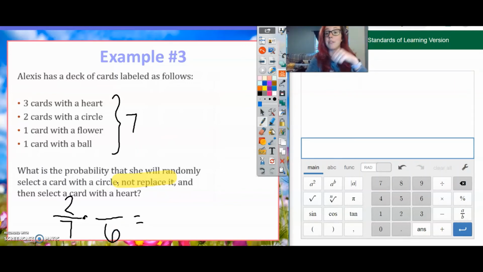So the denominator on the next part is going to be 6. And how many of them have a heart? That hasn't changed, so it's 3. And now if you can get that far, the rest is easy. 2 times 3, 7 times 6, you get 6/42.